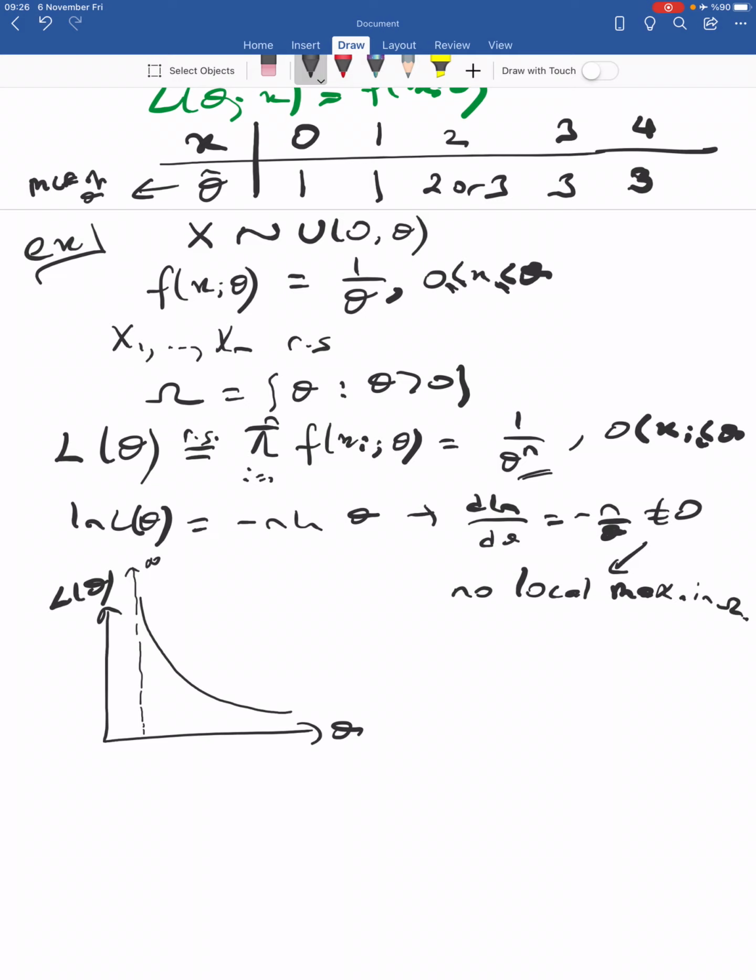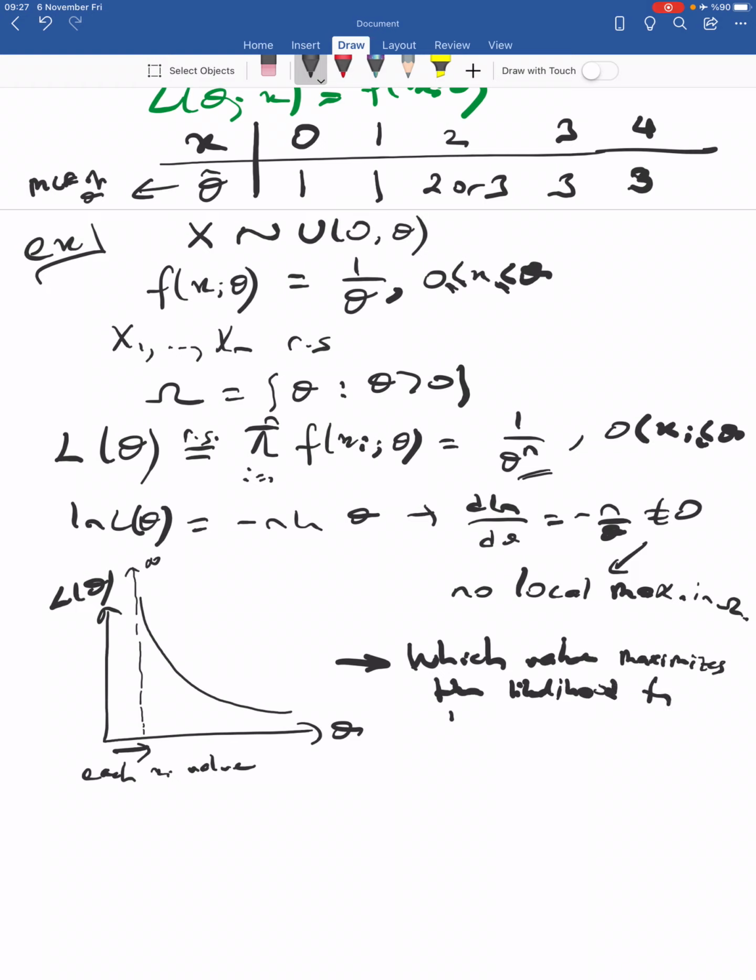So we need to find which xi value maximizes it. Each xi value appears here. Theta is the maximum point for the xi values, so we have each xi value in this region. So our question is, which value maximizes the likelihood function for a given sample?